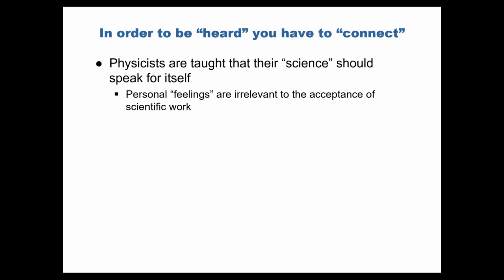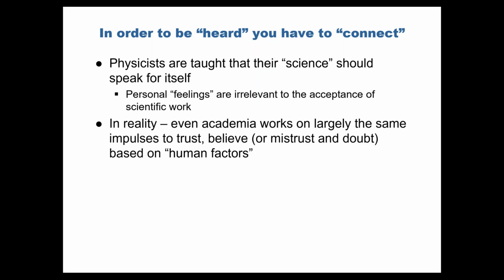We have anonymous peer review. We have merit review. We have all these ways in which we try to keep our processes and our decision making in system 2. And that works. But in reality, even academia works largely on the same impulses to trust, believe, or mistrust and doubt based on human factors. And as a physicist, these are inescapable. You have to at least understand these mechanisms and adjust your technical communication accordingly.